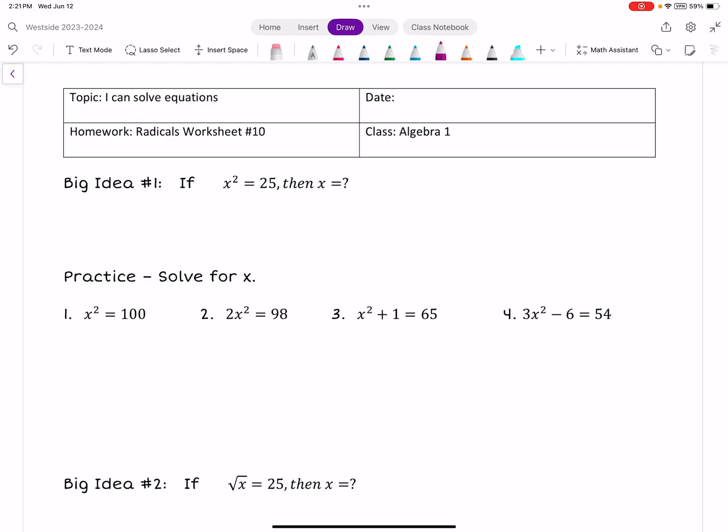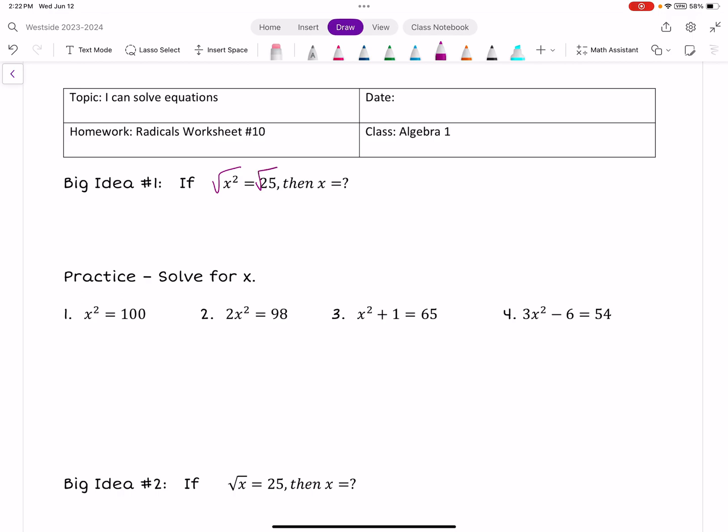Right, today we're going to go ahead and talk about solving equations that have exponents and square roots. One thing that you need to know is that the square root and the squared are opposites of each other. So if I want to cancel out a square, I can go ahead and do the square root to both sides.